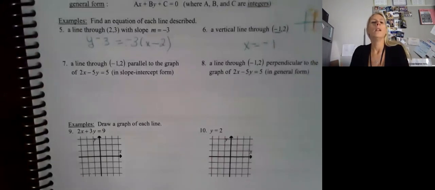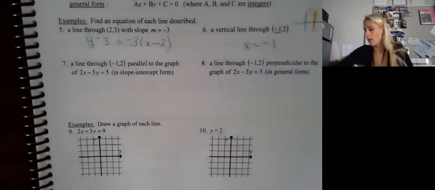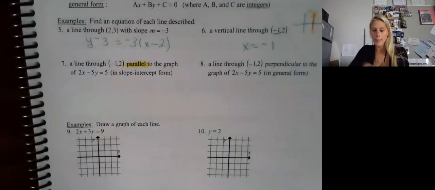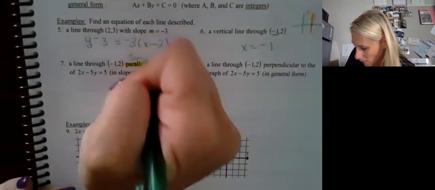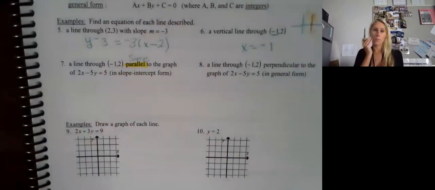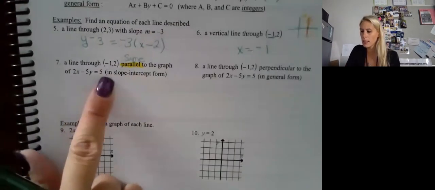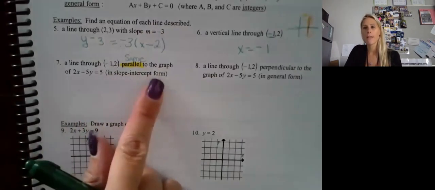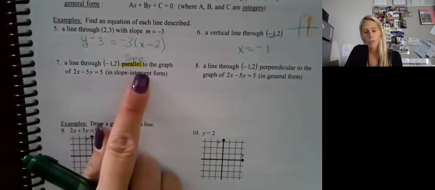Okay. All right. Now, I'm hoping I have enough room for these. Number 7, a line through the point parallel. Let's look at that. What does parallel mean again, guys? Parallel. Remember that parallel means same slope, right? So I'm just going to remind myself, same slope. Okay. To the graph of 2x minus 5y equals 5. Now it's saying that you want your answer in slope-intercept form. So we need to make sure that our answer is that way because it's asking for it.